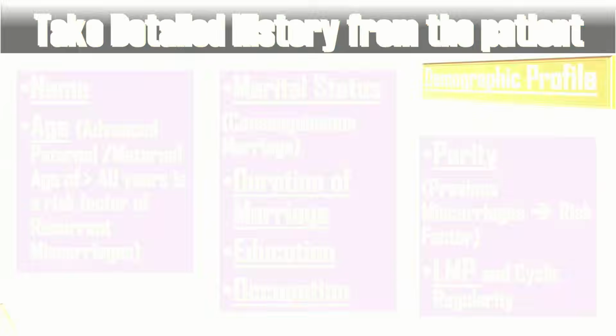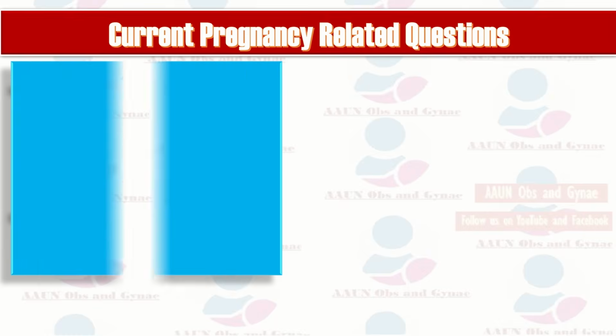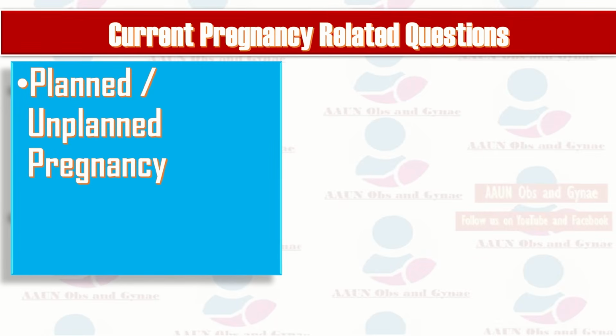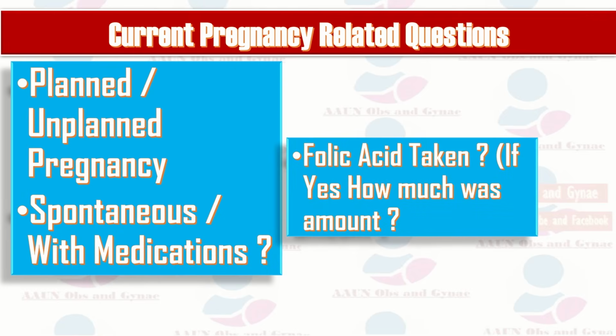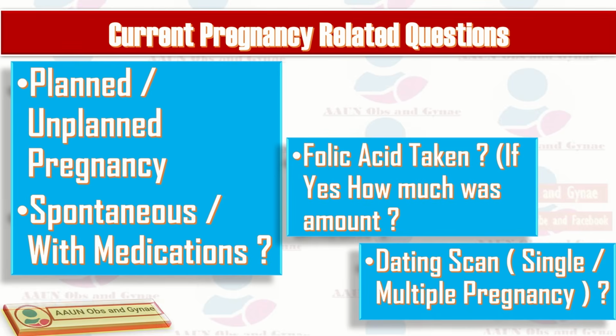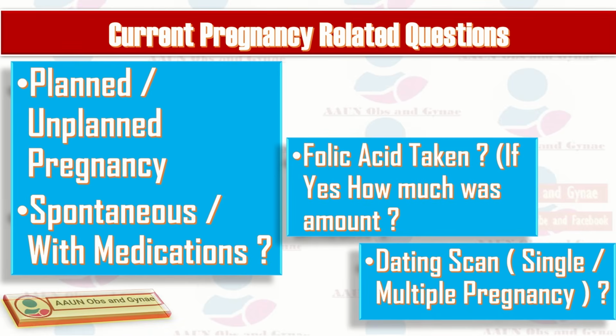Regarding the current pregnancy, ask the questions like whether it was planned or unplanned pregnancy, whether it was spontaneous or she conceived with medication, did she take any folic acid or not, if yes, how much was the amount, was any dating scan done or not, and did that show single or multiple pregnancy.